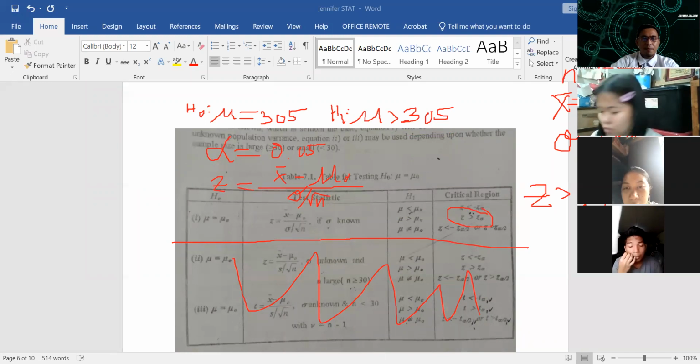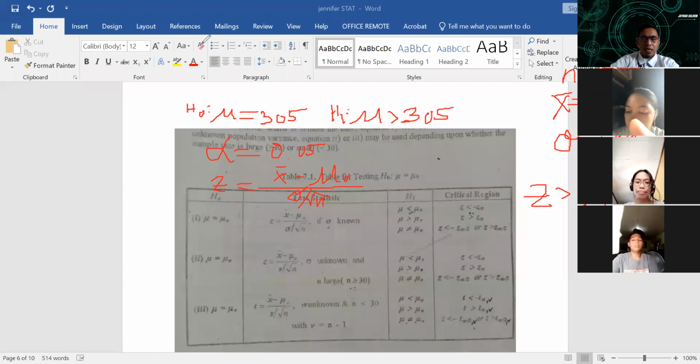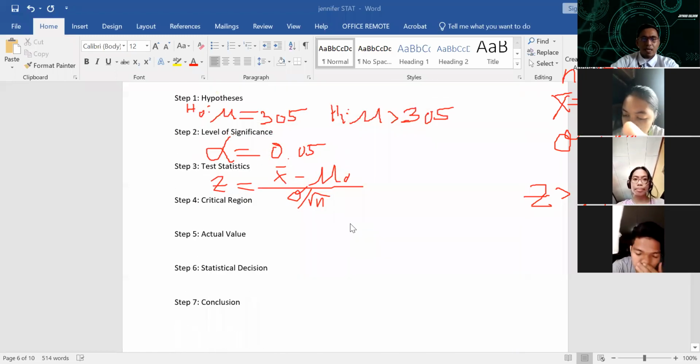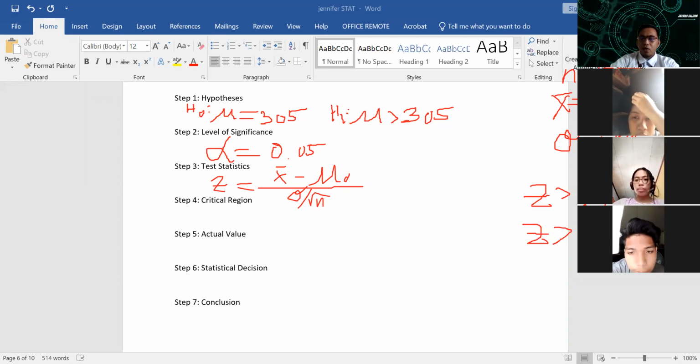So that is our critical region. Now we go back up. We know this is Z greater than Z sub alpha, where alpha is 0.05. So, it should be Z sub 0.05.